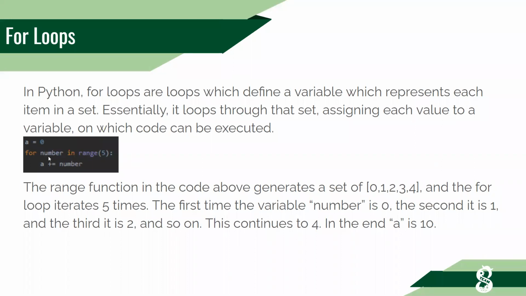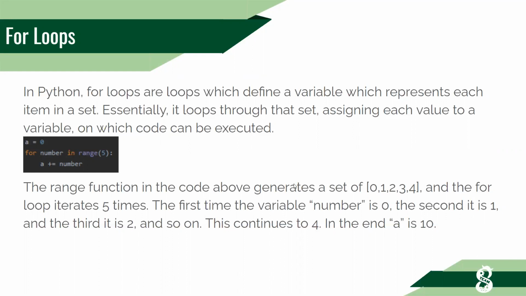So here, what it's doing is that you have this variable that's being generated here. Then this is what creates a set. So you have your set, this range function creates a set of 0 through the number that you input minus 1. So this creates a set of 0, 1, 2, 3, and 4. Then it creates a variable, right? So you have number, and the first time it loops through, it'll assign number to the first item in the set.